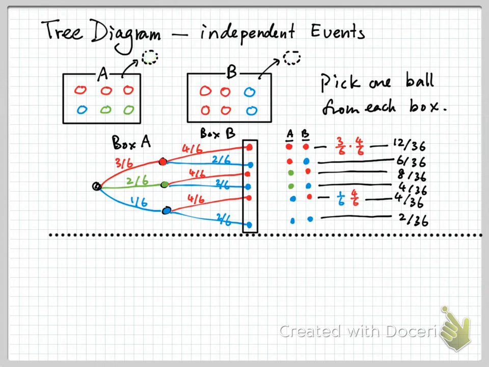Now, this tree diagram illustrates two important principles in the construction of a tree diagram. Principle number 1: all the probabilities coming out from the same node, all the branches, should add up to 1.